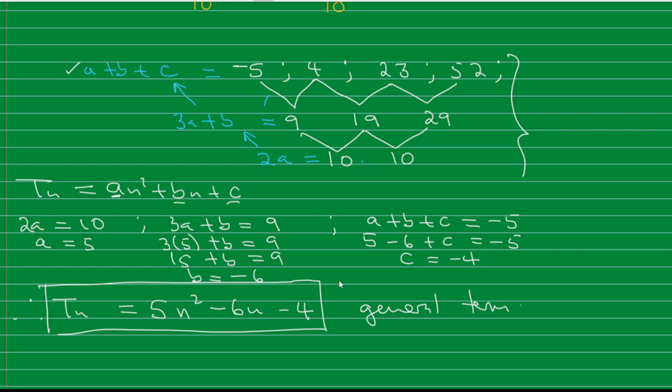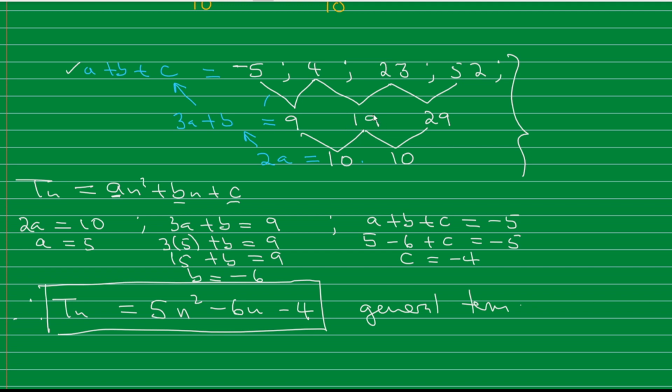Take note here, when we are equating these terms, 2A is equal to 10, 3A plus B is equal to 9, we are taking the first terms in our rows. So this first row, this is our second row, this is our third row. Our second difference, first difference, and the terms themselves that are in the sequence. So we are not equating to 19. We are taking the first term, which is 9. So 3A plus B is equal to 9. Don't equate it to 19.